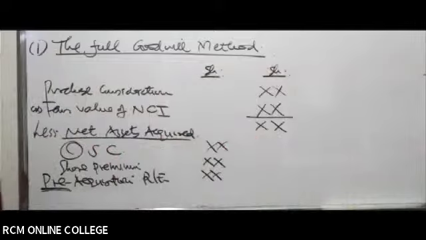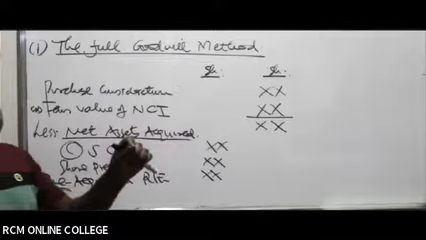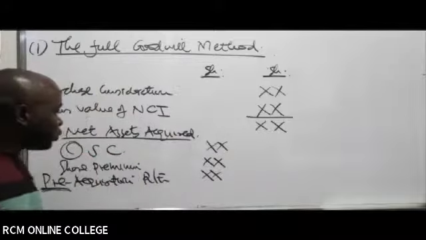Sometimes it can be very challenging and confuse you, but once you get used to it, you'll easily be able to get it. These are the pre-acquisition retained earnings, the retained earnings of the subsidiary before the parent company acquired it. So those are the ones you consider.